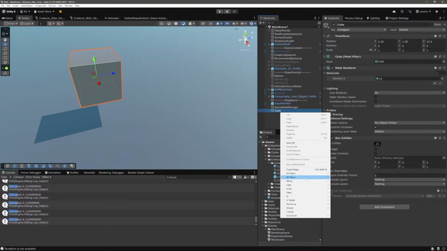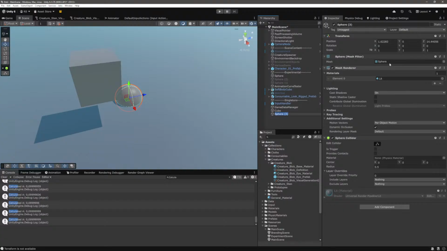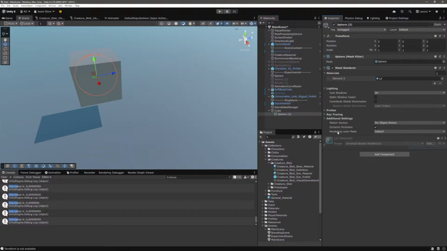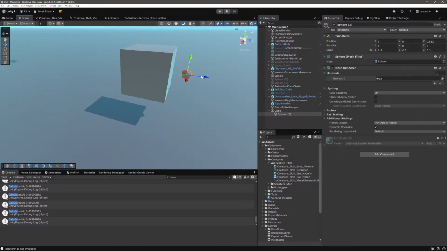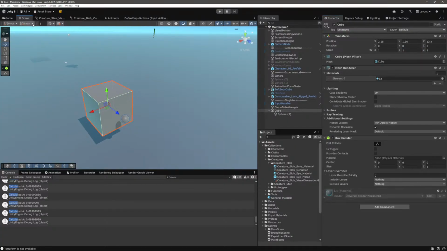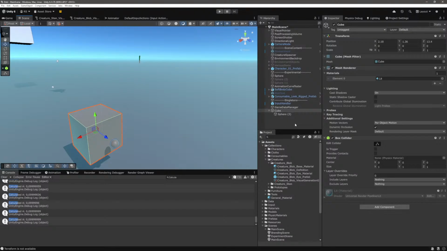Just add a sphere as well. I want to keep it at the... it's going to be located here, and we're going to remove the collider. 0.1. Put it here, just so we can see which direction is forward. That's forward, right? Yes.